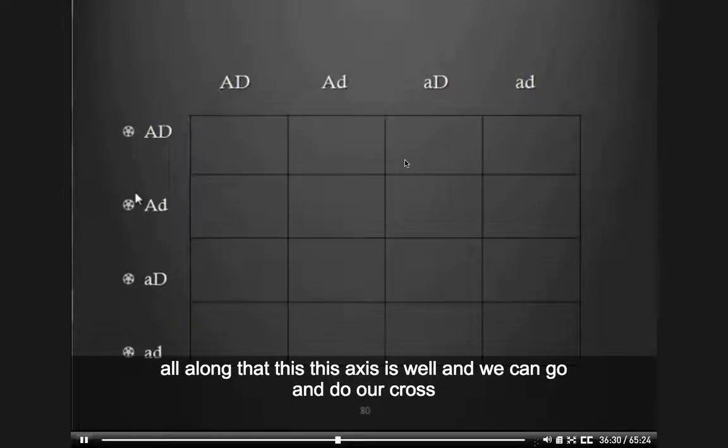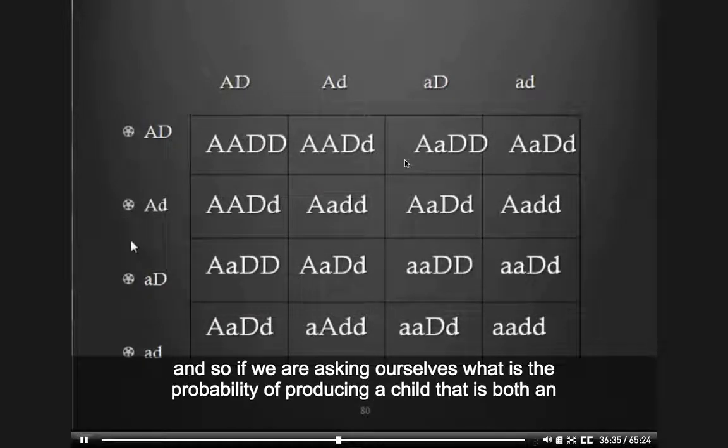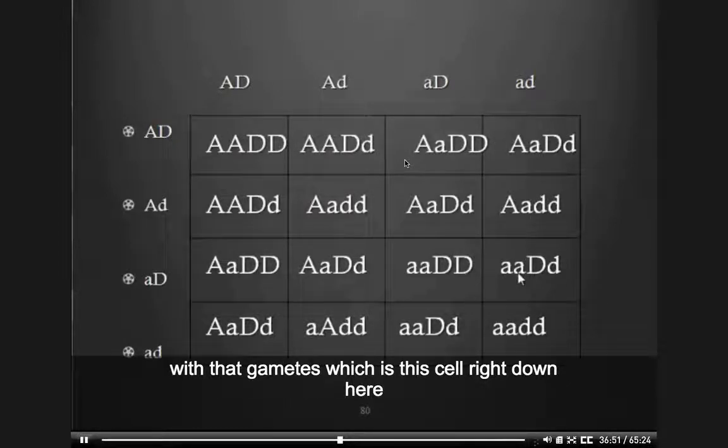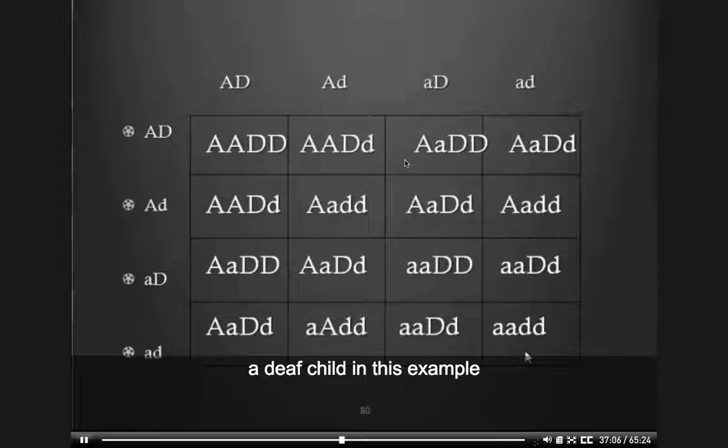And we can go ahead and do our cross. It looks like this. If we are asking ourselves, what is the probability of producing a child that is both an albino and also deaf? Well, it's only going to occur when you're crossing this gamete with that gamete, which is this cell right down here. If you were to count these all up, there's 16 of them, so it would be 1 out of 16. You have a 1 out of 16 chance of producing an albino deaf child in this example.